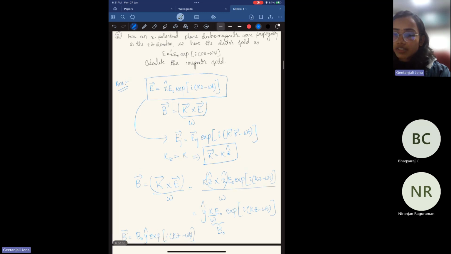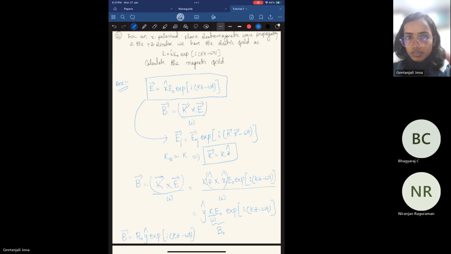So if you know the relation between E and B, then you can easily calculate the expression for B if E is given, or the expression for E if B is given. So we'll move to the next part.